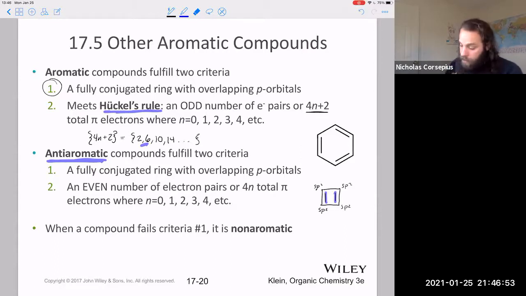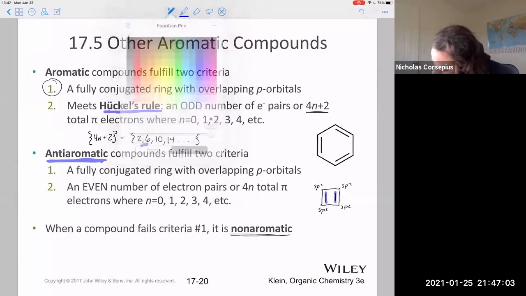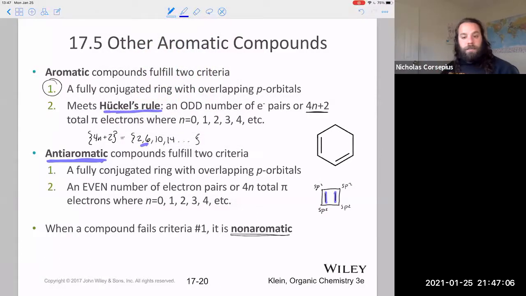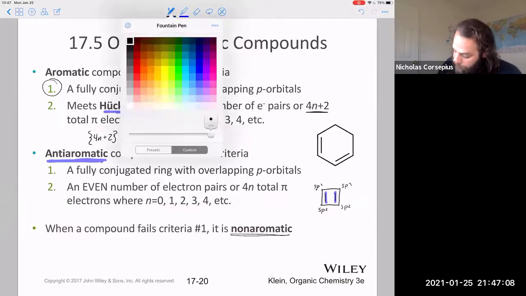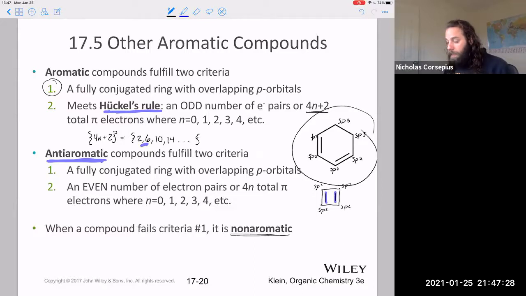If you don't meet criteria 1, then you're just called non-aromatic. An example of that would be, if I took away this bond here, now I have sp2, sp2, sp2, sp2, but now I have these sp3 carbons. So I don't have a fully conjugated ring with overlapping p orbitals. This compound would be considered non-aromatic.